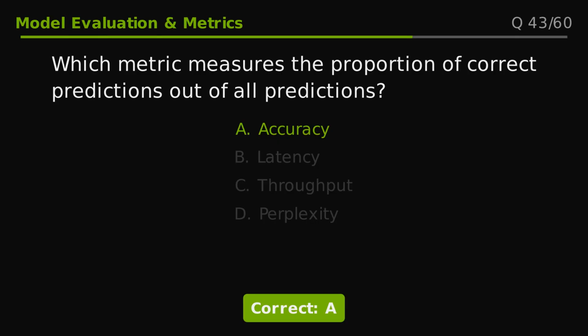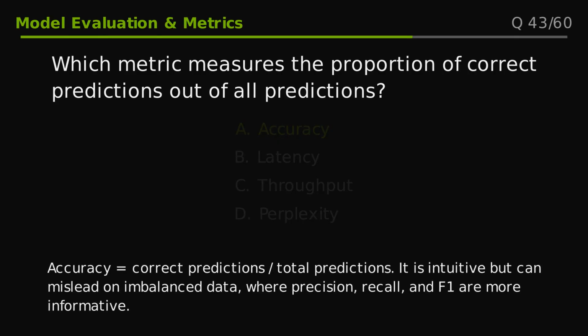The correct answer is A. Accuracy equals correct predictions divided by total predictions. It is intuitive but can mislead on imbalanced data, where precision, recall, and F1 are more informative.